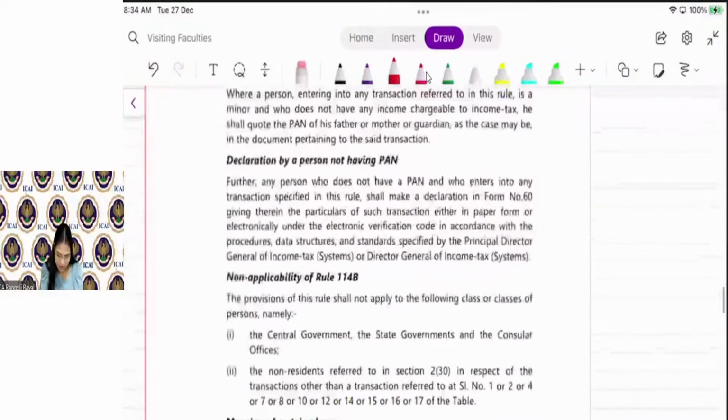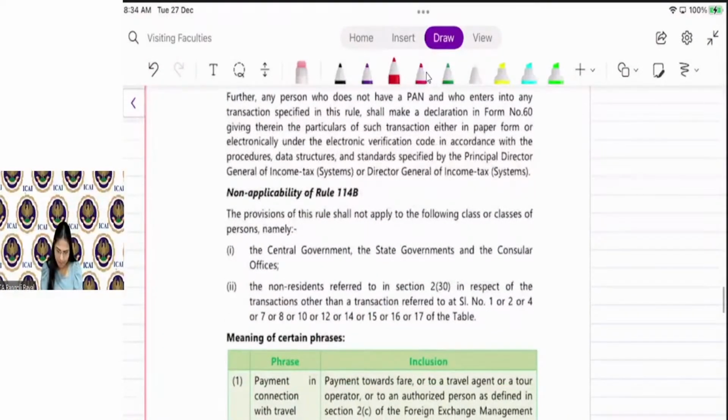Non-applicability of Rule 114B. The provisions of this rule shall not apply to the following class or classes of persons. So the central government, state government or consular offices are not required to provide their PAN for the above transactions. Non-resident referred to in section 2 subsection 30 in respect of transactions other than those referred to in serial numbers 1, 2, 4, 7, 8, 10, 11, 14, 15, 16, 17.